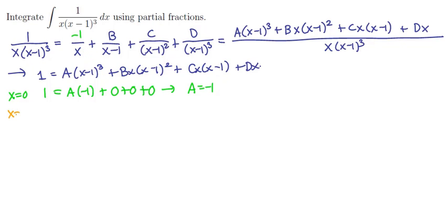x equals 1 is another good choice. So we'd have 1 is equal to, the first term vanishes, the second term vanishes, the third term vanishes, and we have d times 1. So 1 is equal to d, and there's the second replacement.